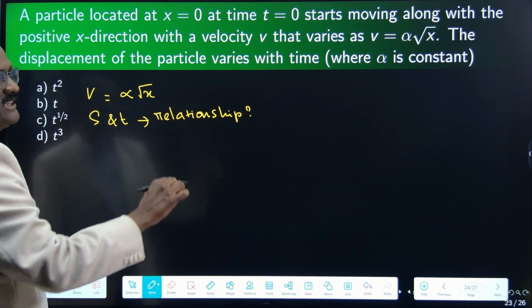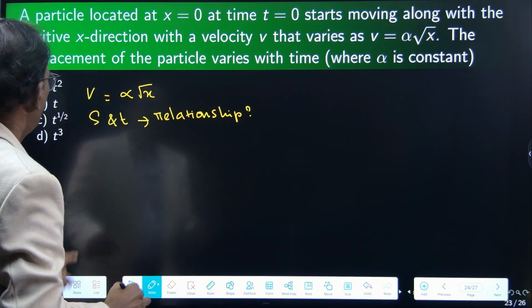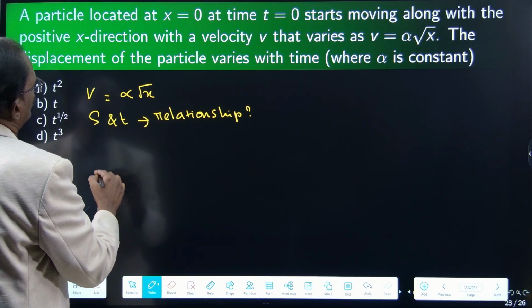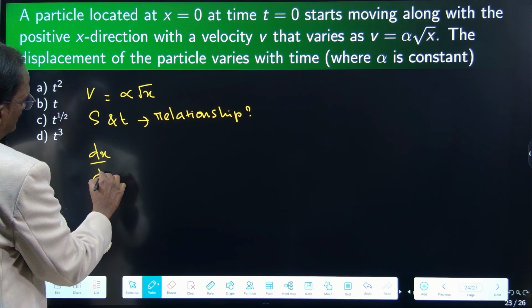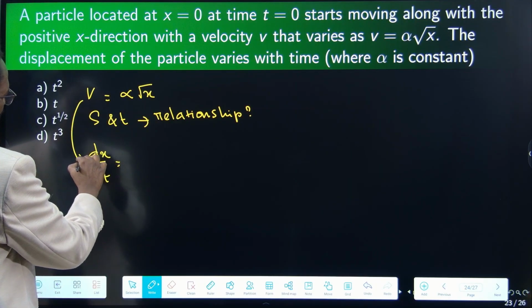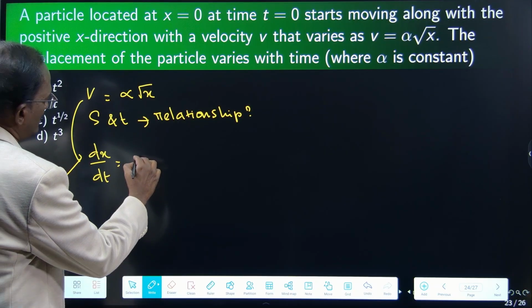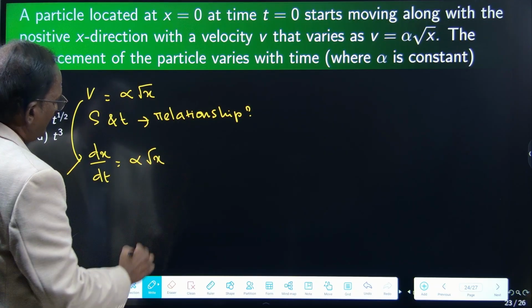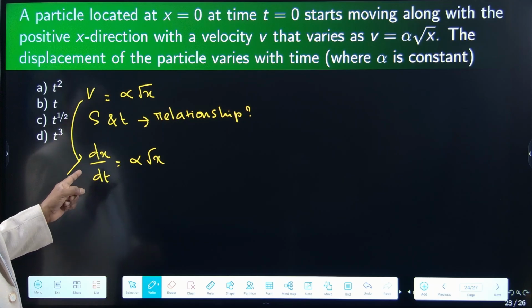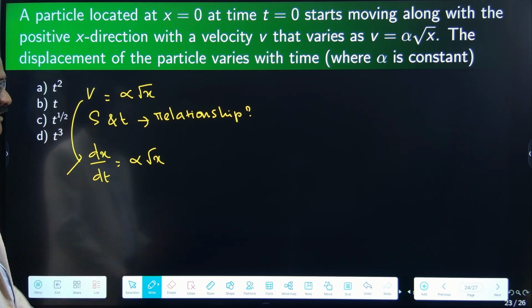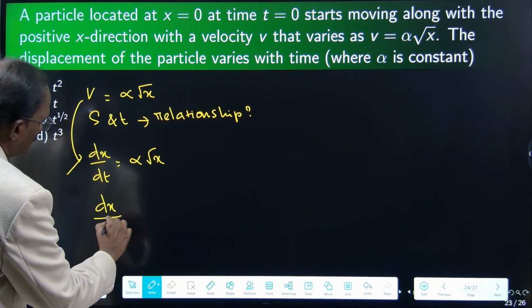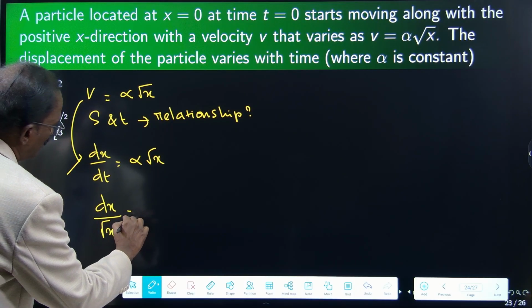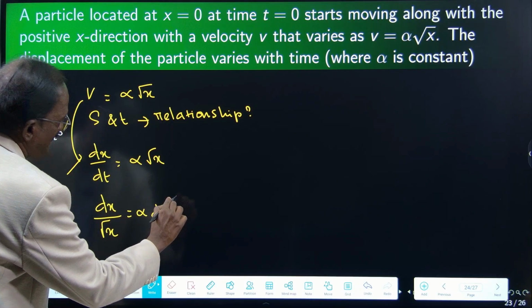How the displacement is varying with respect to time, right? V is equal to alpha times root x. V is equal to dx by dt. This v can be written as dx by dt, alpha times root x. We need to find dt. Dt is in differentiation form, so we have to integrate it. Before that, let us separate the variables. Dx divided by root x is equal to alpha times dt.